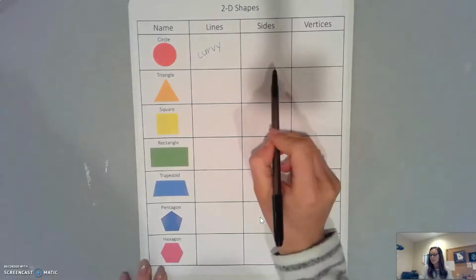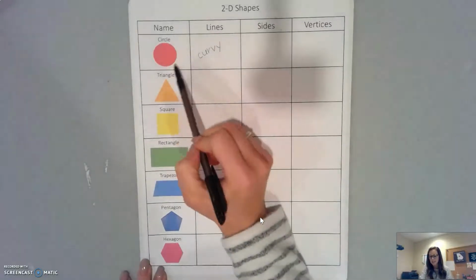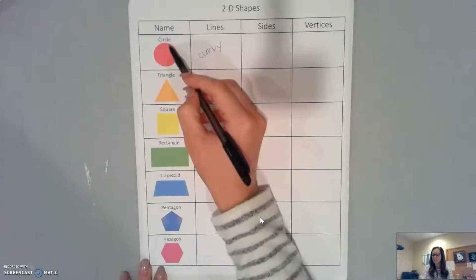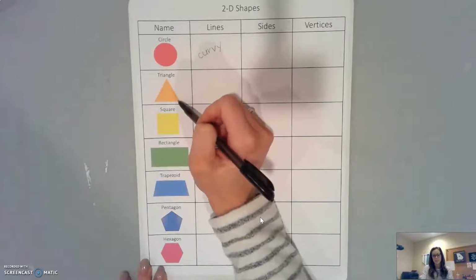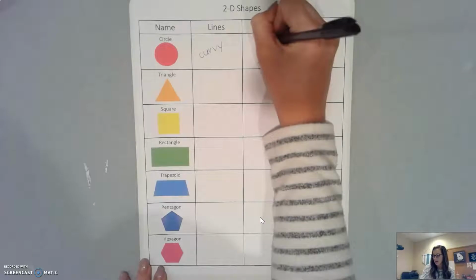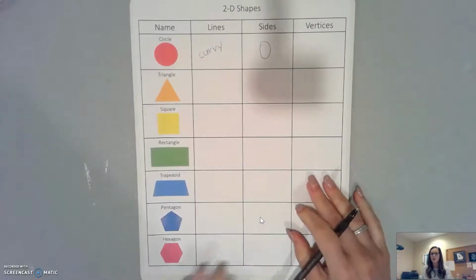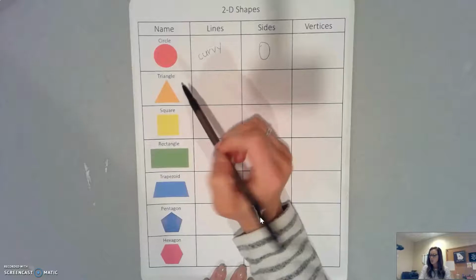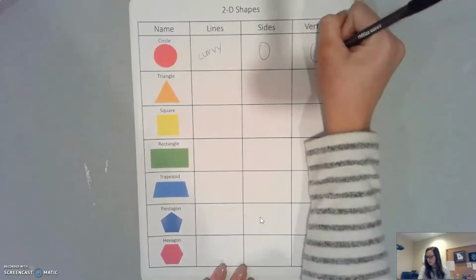Now, the number of sides. Does the circle have any sides? A circle is a shape that doesn't have sides because it doesn't have any corners or vertices that it comes to. So it has 0 sides. Now, how many vertices does it have? Well, because it doesn't have any sides, it's not going to have any vertices. So we're going to say 0.